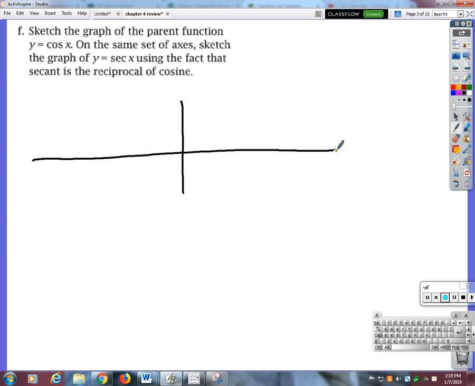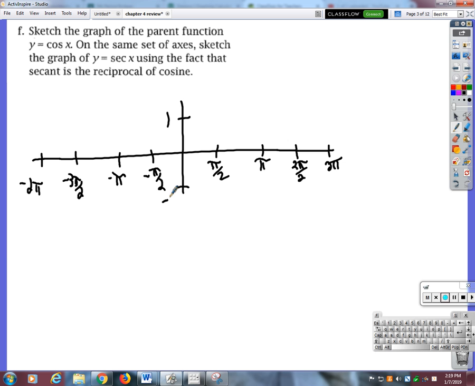Okay, the period is 2 pi, good. So that means it's going to complete one cycle in between 0 and 2 pi. And just for funnies, I'm going to make it go both directions. Okay, what else do we know about cosine? Yeah, it goes in between 1 and -1.